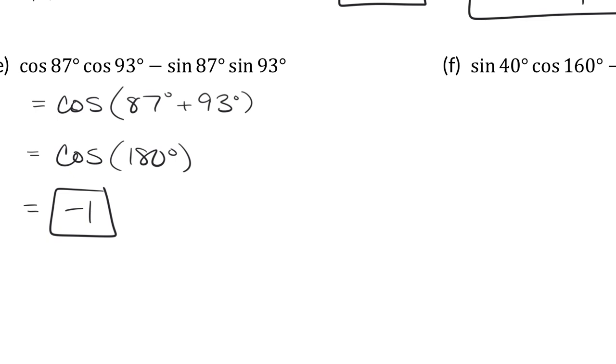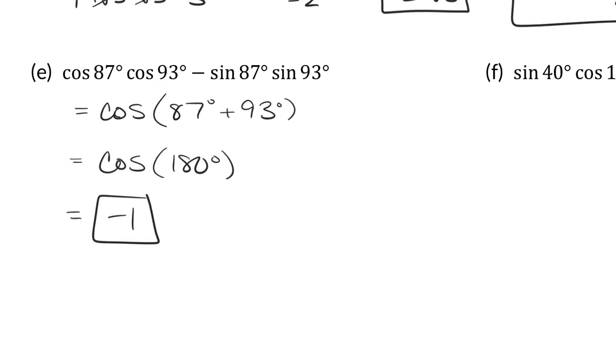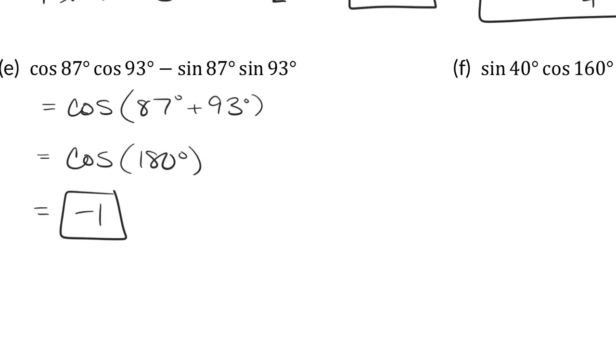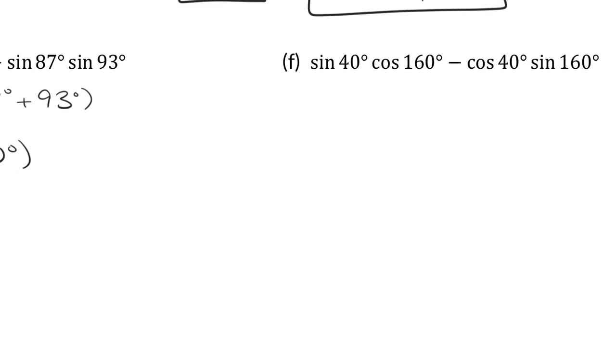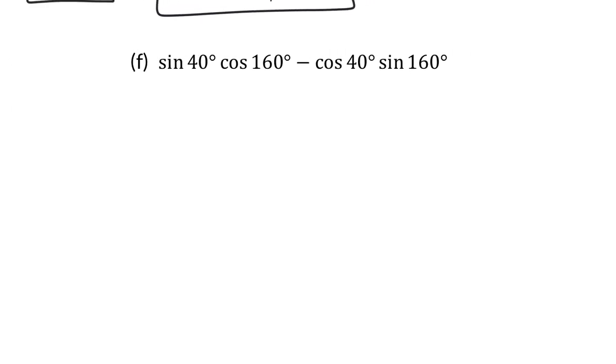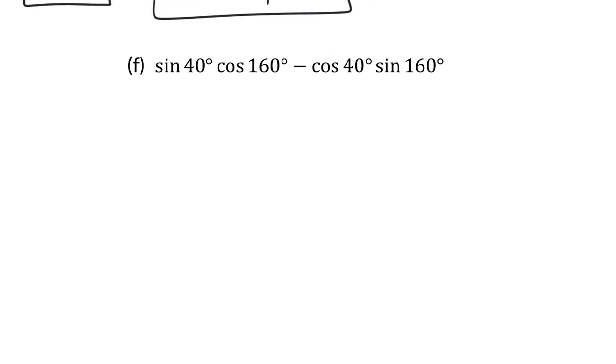Let's follow that same thought process on this next problem. What is the first angle? Sine. Angle, 40 degrees. What's the second angle? 160. Is this going to be cosines or sines? Sine. It's going to be sines. Why? Because it's mixed and matched. Cosine and sine, cosine and sine.